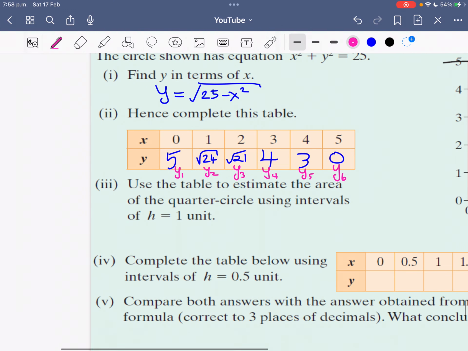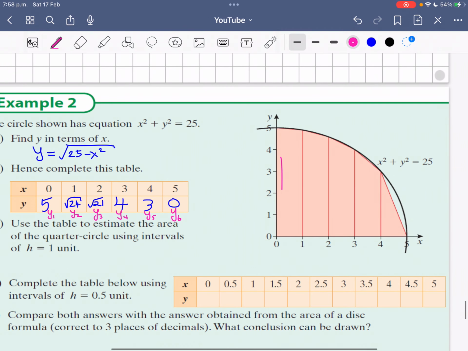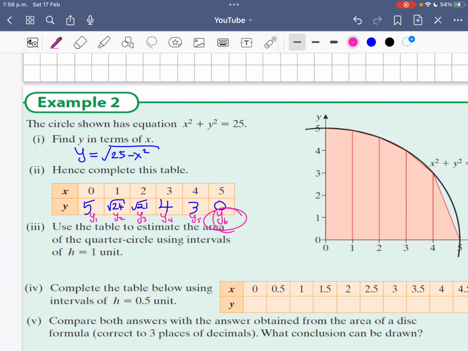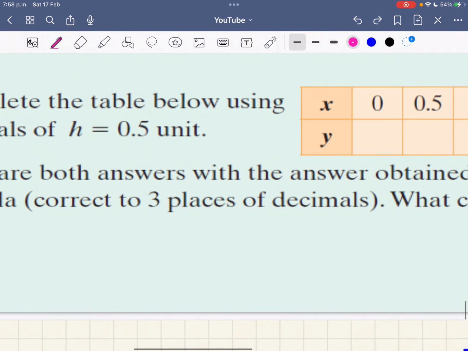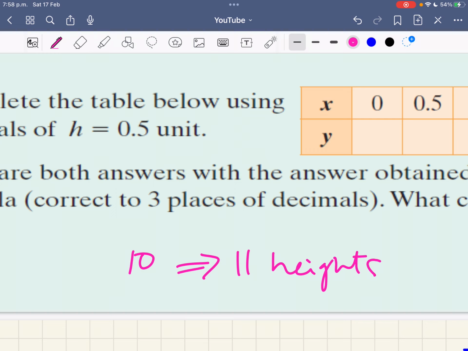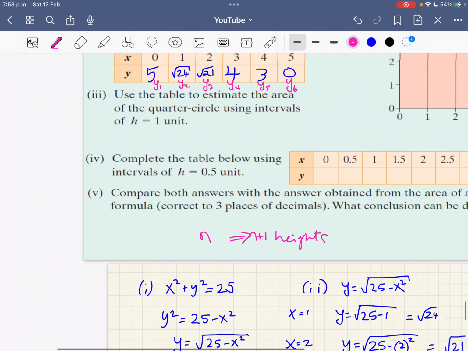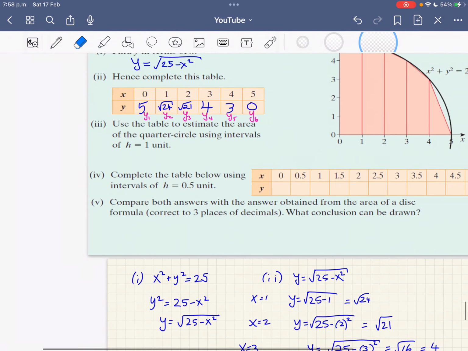So it's also important to note here there are 5 strips. So that means there's going to be 6 heights. So that's an important note. If there were 10 strips or 10 sections, there would be 11 heights. Or n strips, you're going to have n plus 1 heights. Also a little side note there.